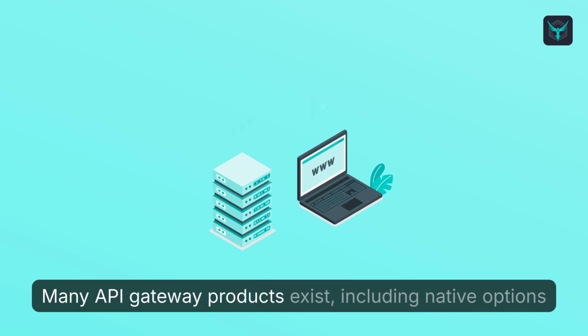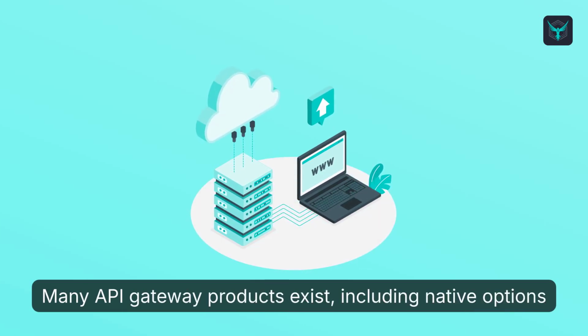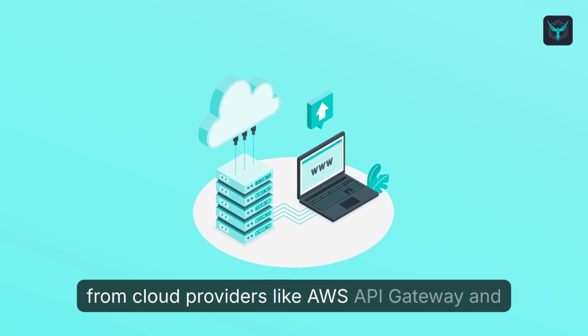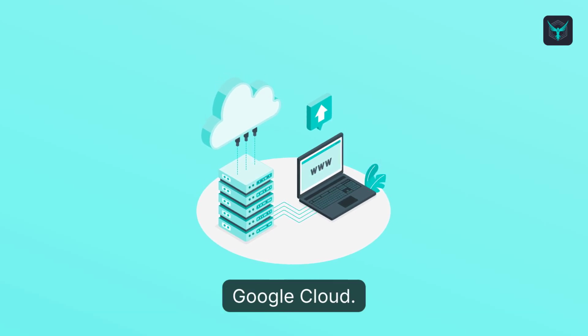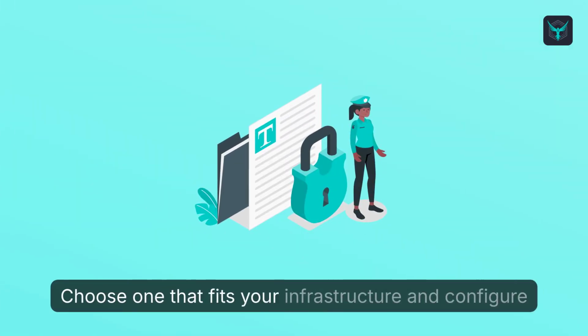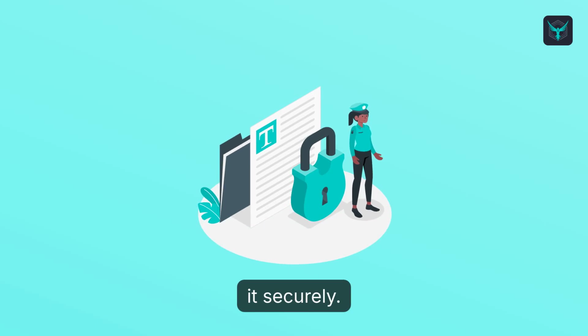Many API gateway products exist, including native options from cloud providers like AWS API Gateway and Google Cloud. Choose one that fits your infrastructure and configure it securely.